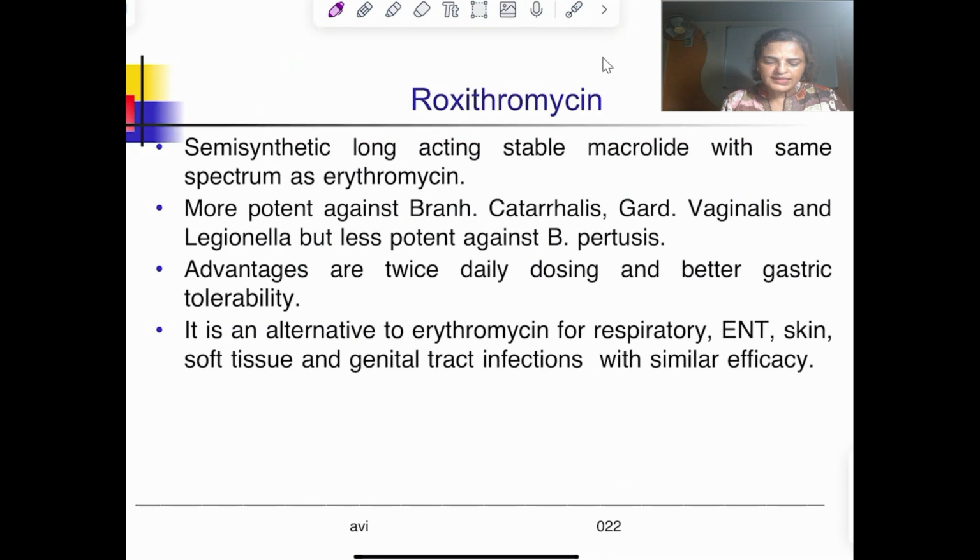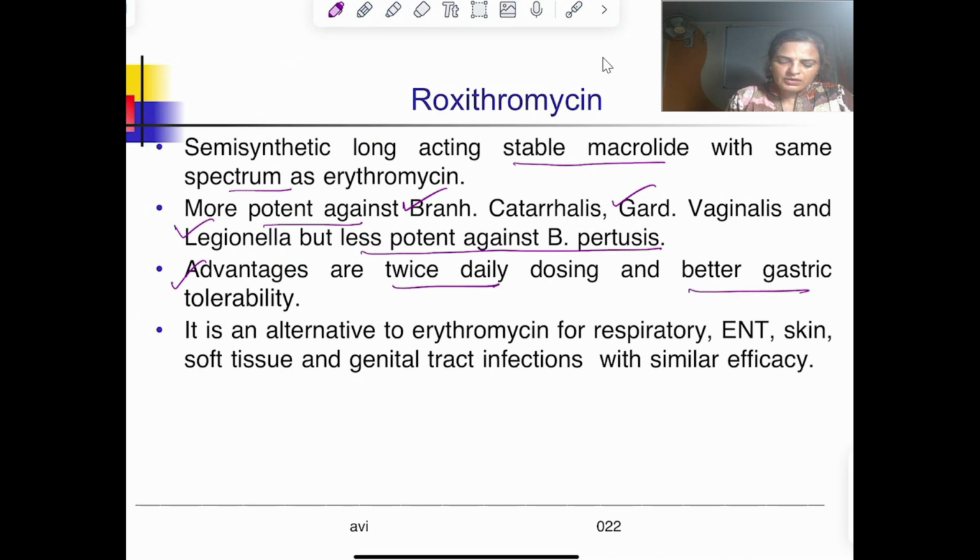So you can see in the next slide, it is a semi-synthetic, long-acting, acid stable macrolide with the same spectrum, more potent against Branhamella, Gardnerella, Legionella, but less potent against Bordetella pertussis. The advantages are BD dosing and better gastric tolerability. So we can use it as an alternative to erythromycin in most places with similar efficacy.